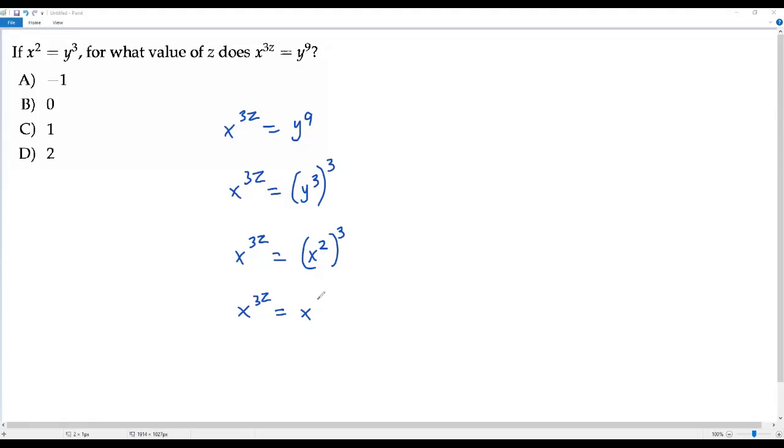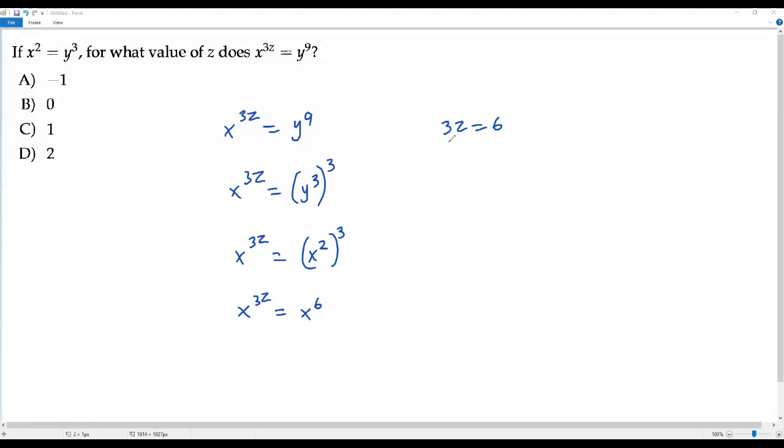Then we get x to the power of 6. That is 2 times 3 is 6. Here in this step, two terms are equal with the same base, that is x. Whenever two terms are equal with the same base, we can equate the exponents. When I equate the exponents, I am getting 3z equals 6.